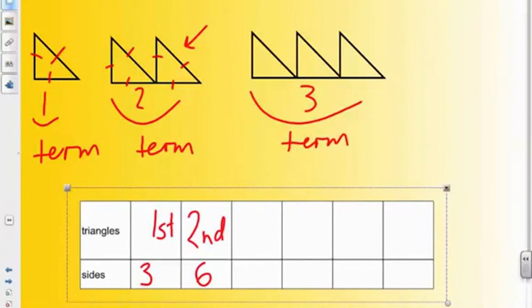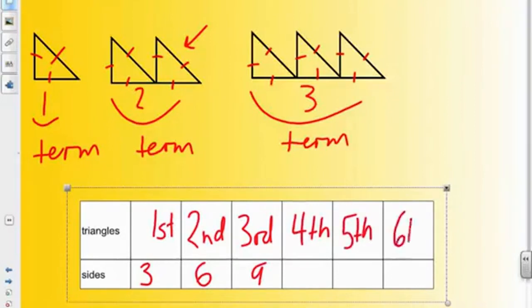Let's go to the third term over here, guys. 1, 2, 3, 4, 5, 6, 7, 8, 9. And I bet you can see there's a bit of a pattern. As each term increases, you can see the number of sides is going up by 3.